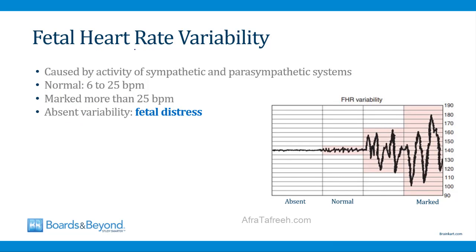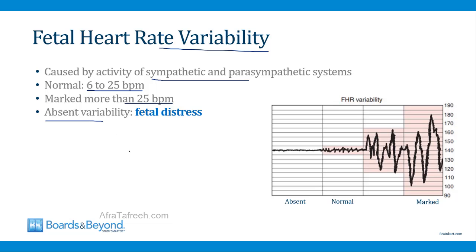Let's talk a little bit about fetal heart rate variability. So the heart rate in the baby should go up and down a little bit, caused by activity of the sympathetic and parasympathetic nervous systems. Normally the heart rate varies from 6 to 25 beats per minute. Marked variation is considered more than 25 beats a minute, and if there's absent variability, this is an ominous finding that indicates fetal distress. And you can see some examples on the screen here of absent fetal heart rate variability, normal, and then marked over on this end.